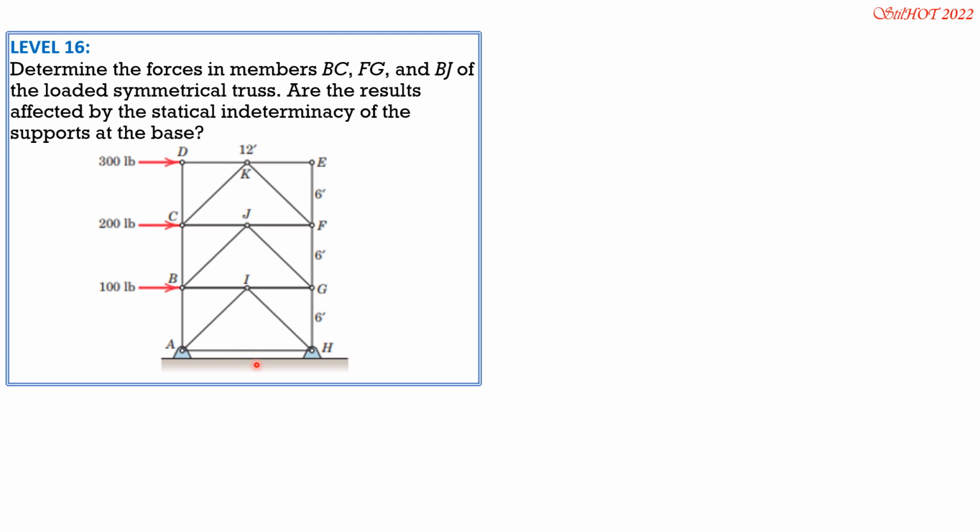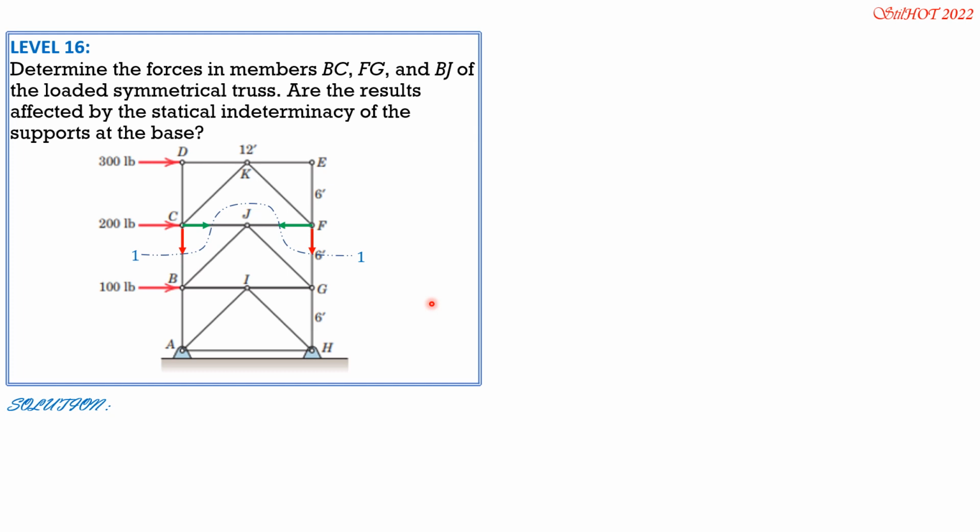So by looking at the figure, these are the required member forces BC, FG, and BJ. The statical indeterminacy of the supports cannot affect the results because we don't compute the reactions at the supports. We consider the sectioning shown like that, so that there will be 4 members cut, and we indicate the required forces with red and not required forces with green.